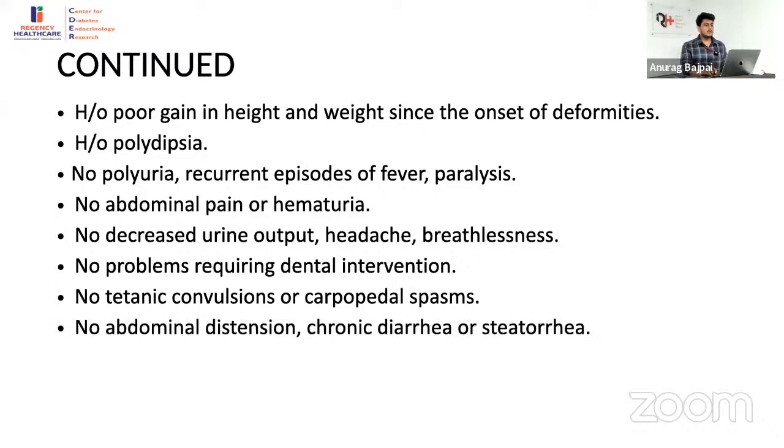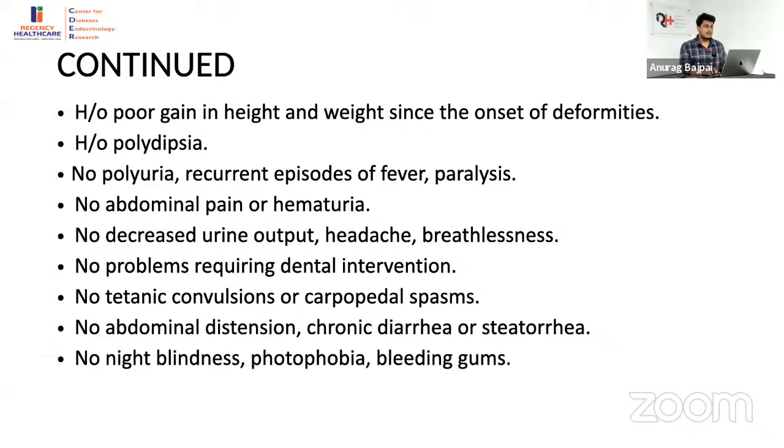And no abdominal distension, chronic diarrhea, or steatorrhea to rule out the possibility of malabsorption syndromes, most commonly celiac disease. And there was no night blindness, photophobia, or bleeding gums to rule out other micronutrient deficiency, also to rule out the possibility of Lowe syndrome and Dent syndrome, where there is loss of low molecular weight proteins, which cause a loss of retinol binding protein leading to vitamin A deficiency and transient night blindness.